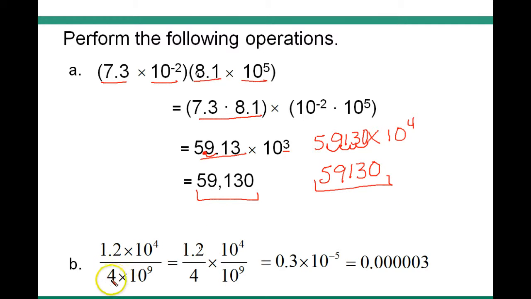And for this last one, 4 goes into there 0.3 times. And then we just move this up. This becomes a -9. So that's to the -5. How many decimal places do we have to move this? Well, 5 places. So this again is not in scientific notation. So we have 1 0 there. We have to add 4 more. 1, 2, 3, 4. And there's our decimal.